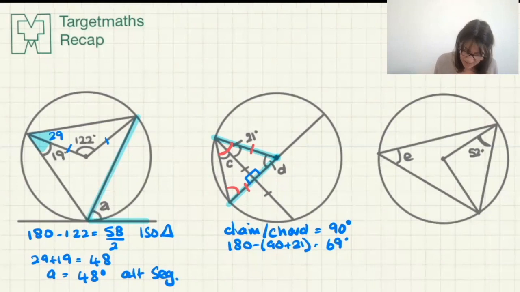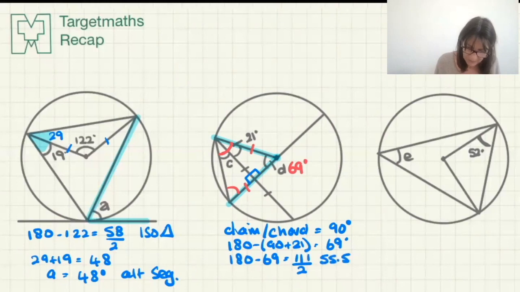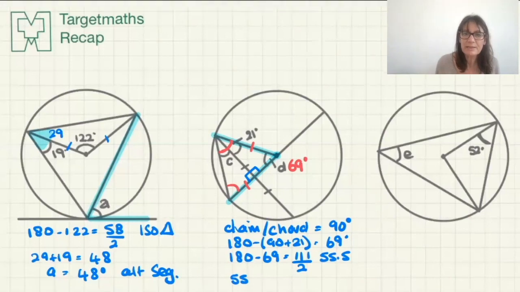We already know that D is 69 degrees. So what I am going to be doing to solve this one is 180, take away the 69, okay, which will give me 111. And then I need to halve that by 2 to give me 55.5. So I know that these angles here and here, the whole of it, not C, but the whole of it, are 55.5. So the last step would be 55. Should we pull this up a little bit?